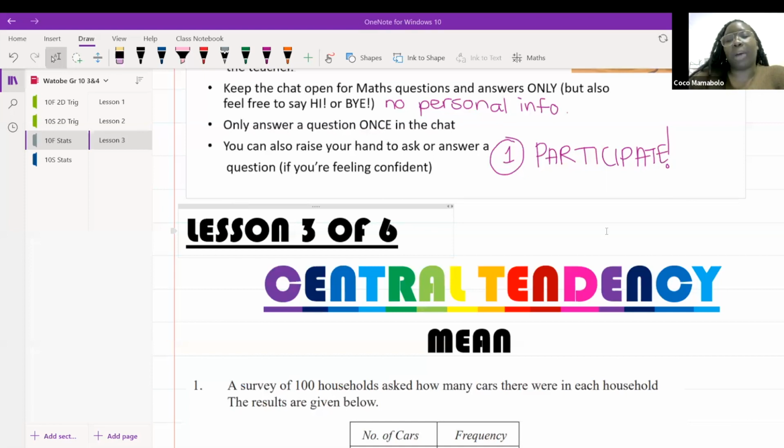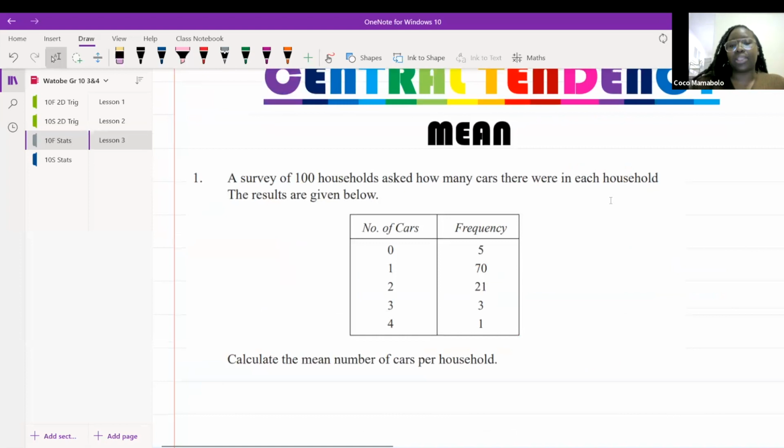So we're going to be talking about measures of central tendency, and we had been talking about things like our frequency tables and what it means for us to be able to calculate the mean, the median, and the mode of all of this information. I hope you guys remember that in order to calculate the mean, we're going to need the cumulative frequency. Veteran Watobians, who can remind us, how do we calculate the cumulative frequency? Who remembers?